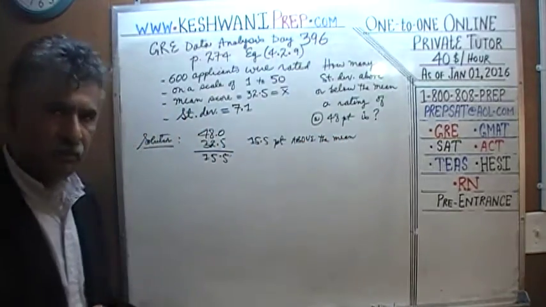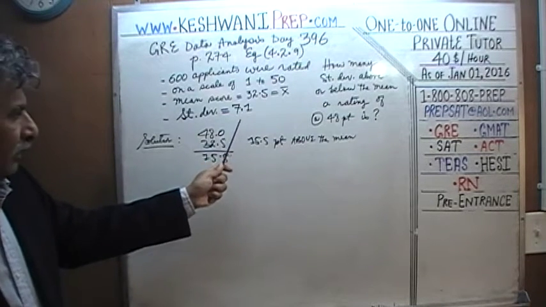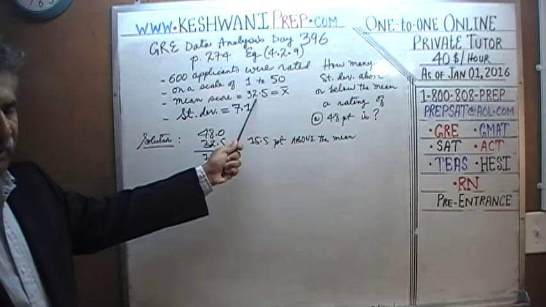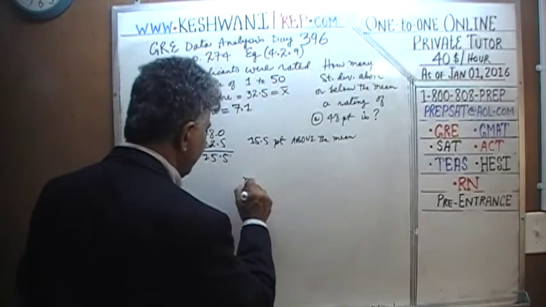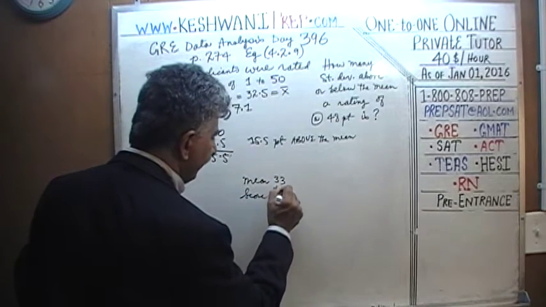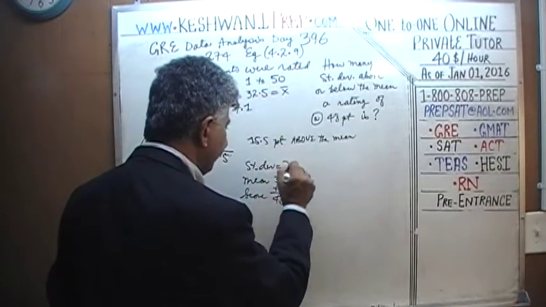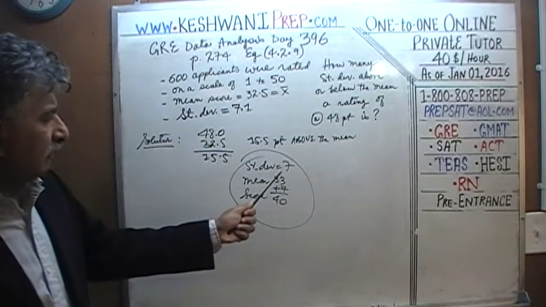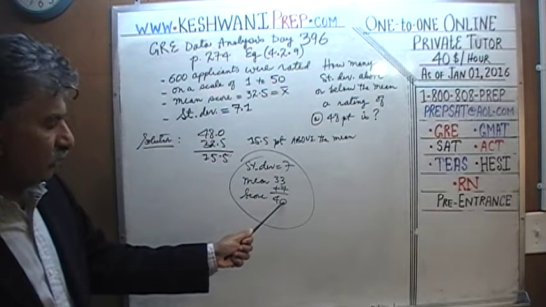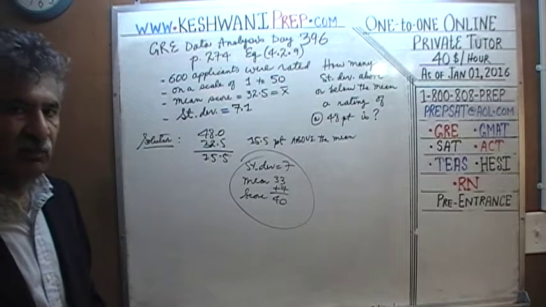Okay, now the next part we're going to do, let's keep it simple. Instead of 7.1, let's pretend it's 7. If the mean happened to be 33, and your score happens to be 33 plus 7, which is 40, and the standard deviation is 7, we are making friendly numbers here. If the standard deviation happens to be exactly 7, the mean exactly 33 and your score is 40, you are 7 points more than the mean, so you are exactly 1 standard deviation above the mean.